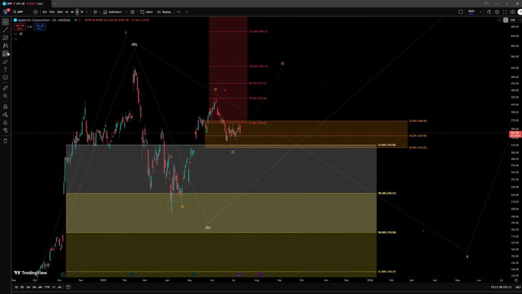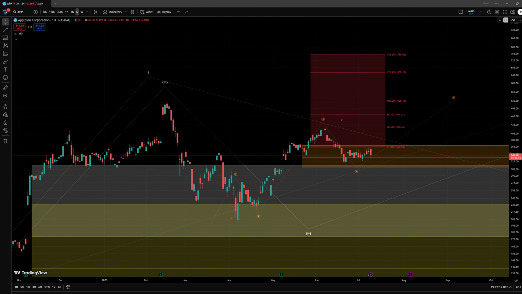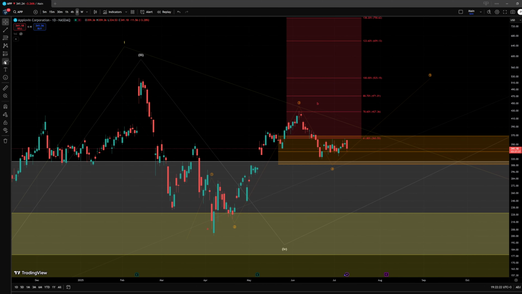If this support zone breaks, it could be very likely that we are in the red count here, for which we have the red resistance zone for an overshooting wave B. Keep in mind, overshooting wave Bs are most common in the fourth wave to the upside. They can be found in the second wave as well, but I see them as more common in the fourth wave.